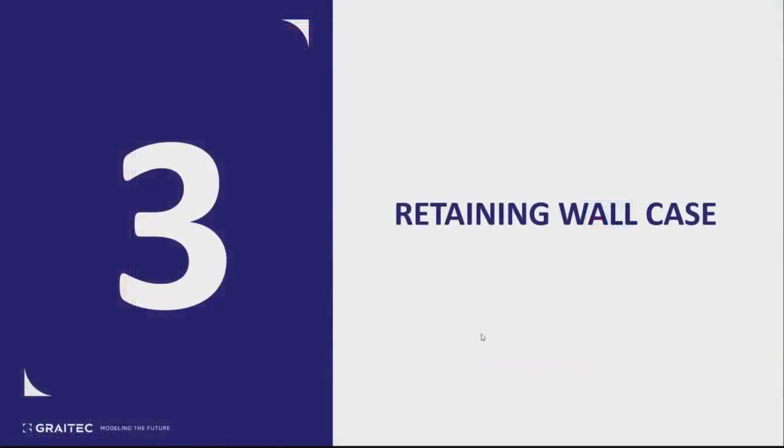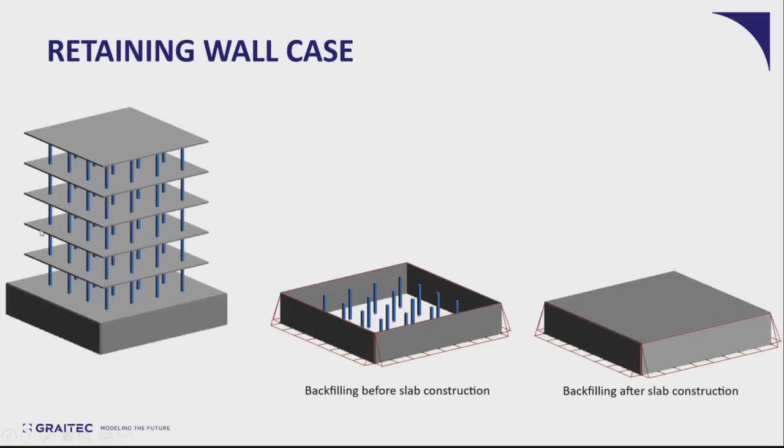For the second example of stage construction in advanced design, we will present the case of a retaining wall. Let's consider this building with a basement floor. In this basement, we have, of course, a basement wall all around the structure. This basement retaining wall is constructed after constructing the foundation of the building.